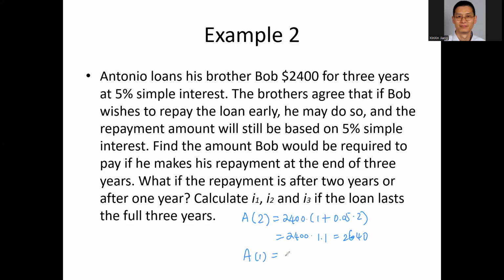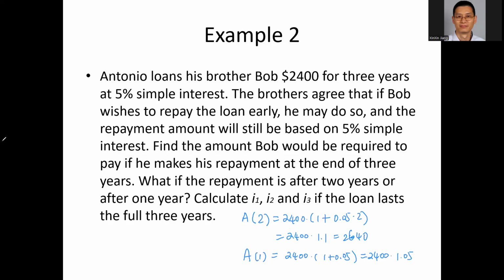And A1, let's calculate A1. That equals 2400 times 1 plus 0.05. Okay, and it's 2400 times 1.05. All right, and you'll get three numbers.